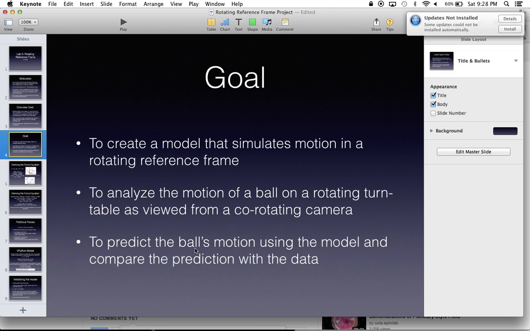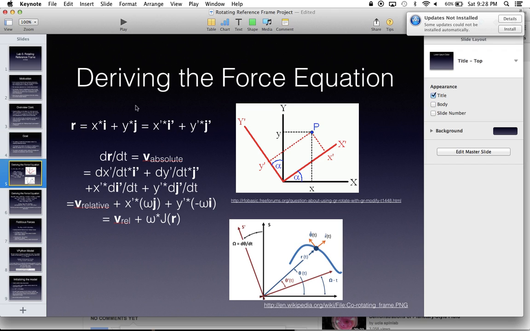So we're going to predict the ball's motion using the model that I'm going to derive and compare the prediction with the data. And I'm going to have to speed through a lot of the technicalities of the math, but I'll just go through the basics. It's a lot to squeeze into 5 minutes.